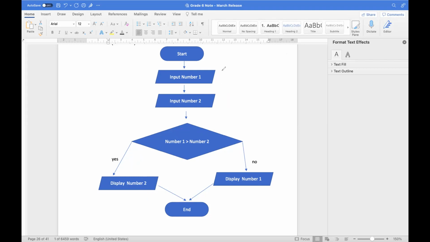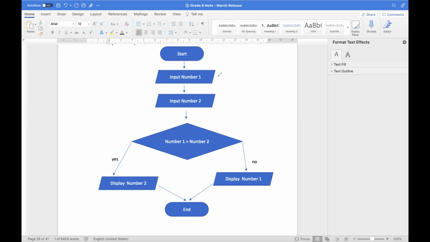Let's say the first number is 5 and the second number is 10. Now you are checking whether 5 is greater than 10. No. Then it will come here and display number 1, which is again 5. Anyway, here also it's displaying the smallest. So now it's selecting this part, and through this part it's showing the smallest.